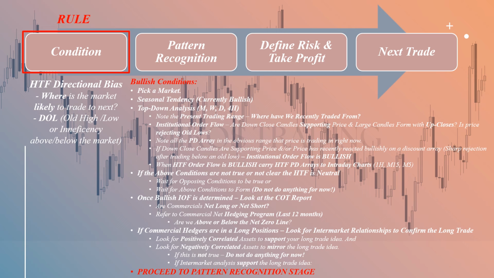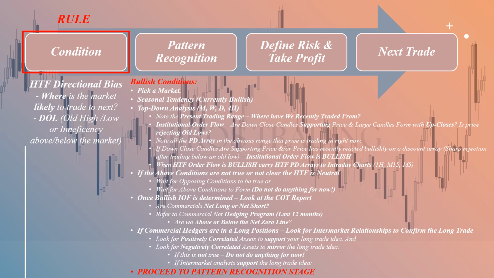Once bullish institutional order flow is determined, look at the COT report. Are commercials net long or net short? Refer to the commercials net hedging program, last 12 months. Are we above or below the zero line? If commercial hedgers are in a long position, look for intermarket relationships to confirm the long trade.